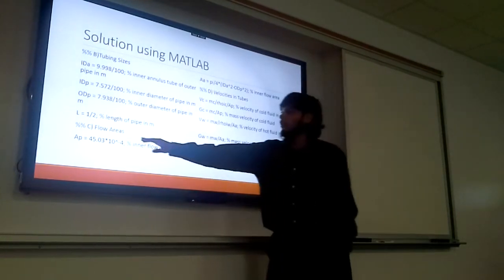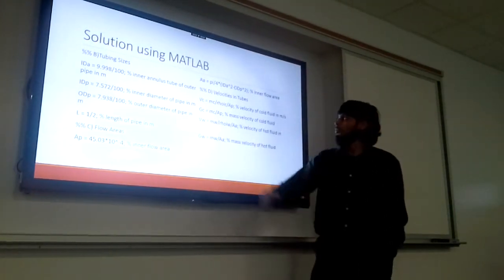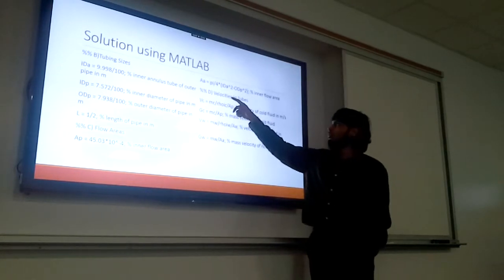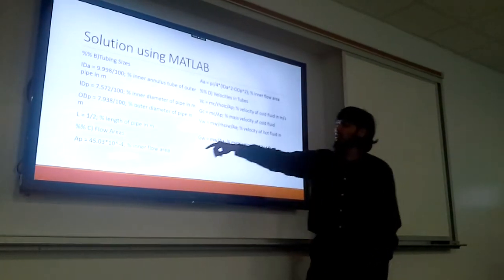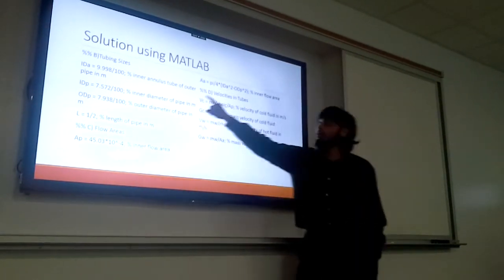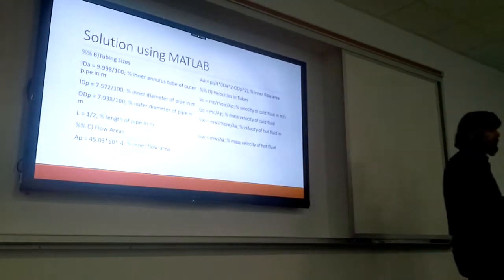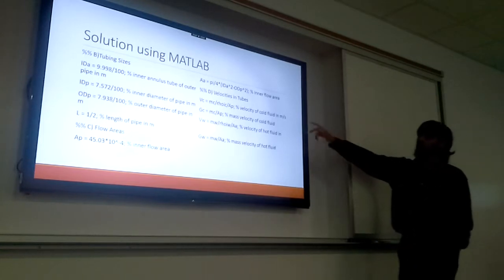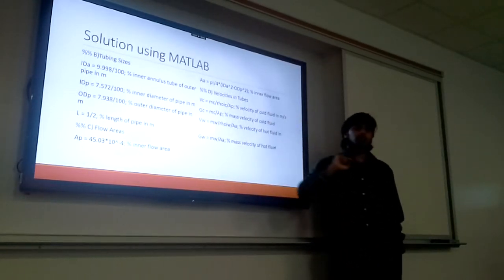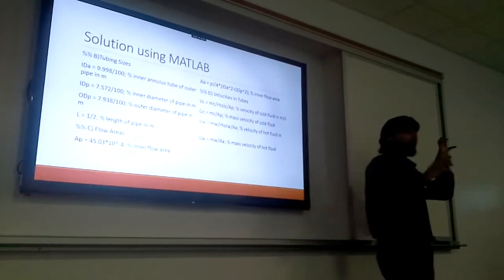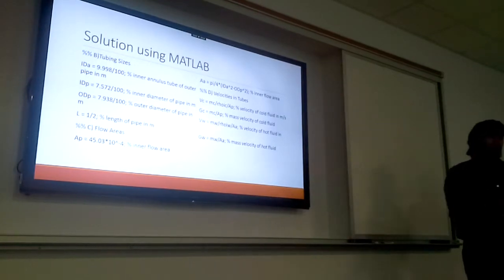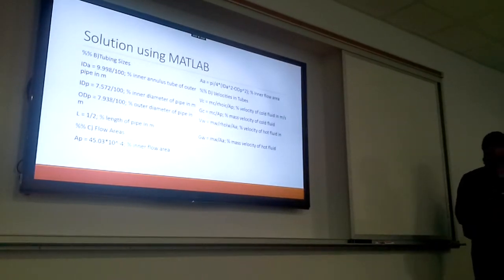Then the flow areas, again from the same table D.2, you can get information for the area of the inner tube. If you want to find the area of the space between the outer tube and the inner tube, the annulus, you have to take the difference: the area of the whole outer tube minus the area of the inner tube.